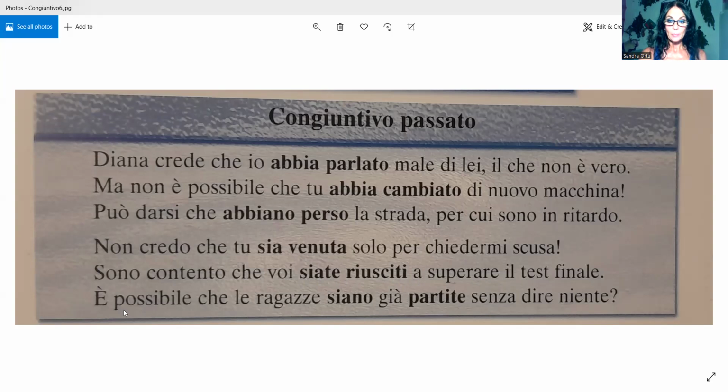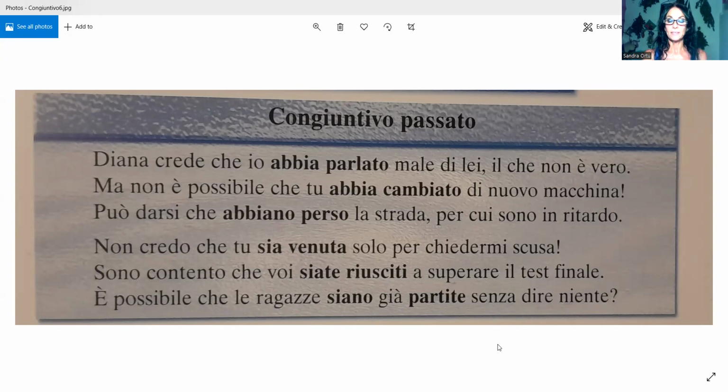And finally we have è possibile che le ragazze siano già partite senza dire niente? Is it possible that the girls have already left without saying anything? So è possibile is an impersonal expression, and so it is followed by subjunctive in the past. So the first part again is present. The second is passato, past. So this is congiuntivo passato.